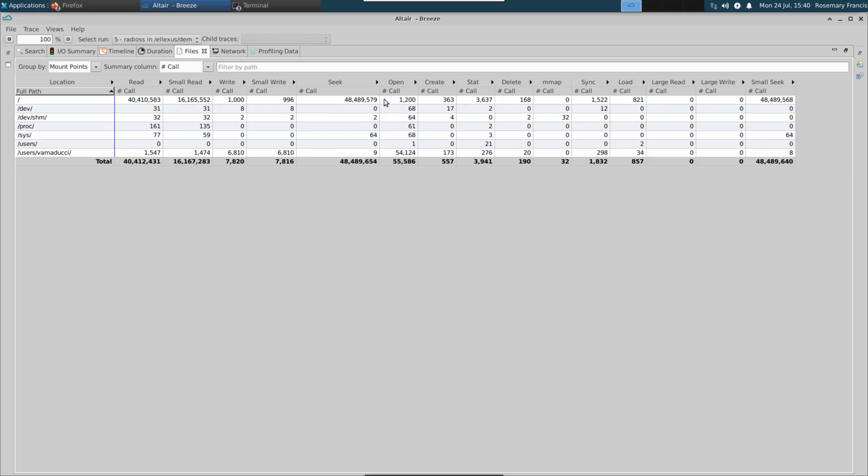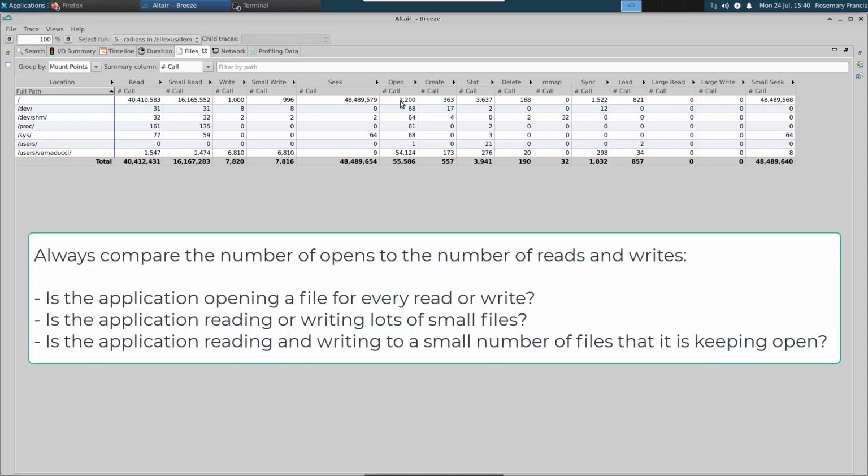It's always a good idea to look at the number of reads and writes and compare that to the number of open calls, because applications often open a file, read or write from that file, and then close it again over and over again, sometimes writing just 1 byte at a time. This is extremely inefficient for shared file systems, so I always look at the open calls.